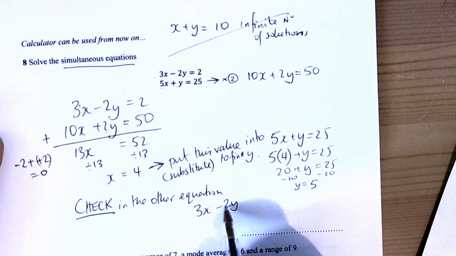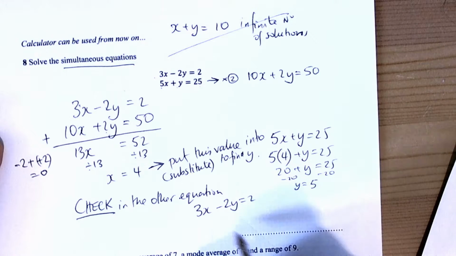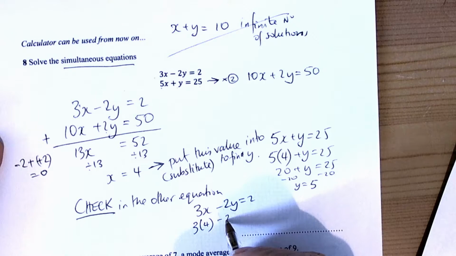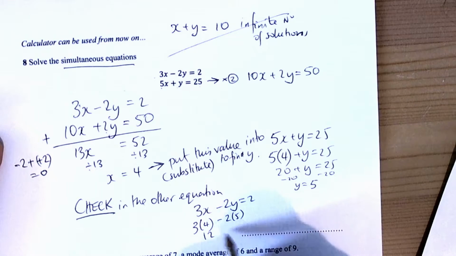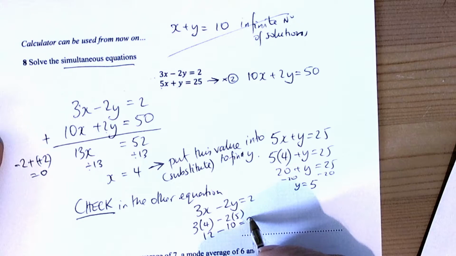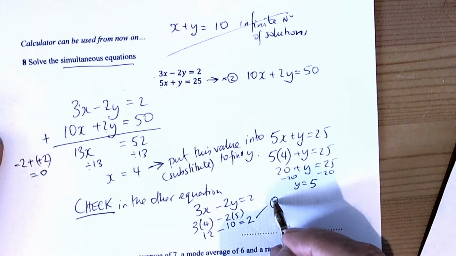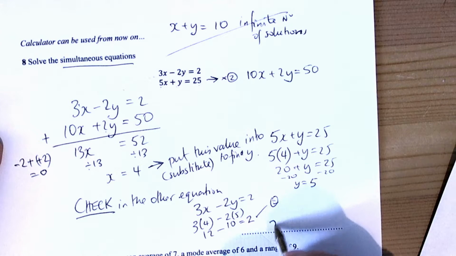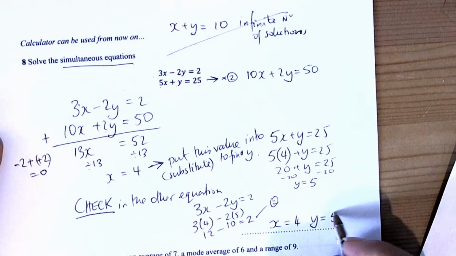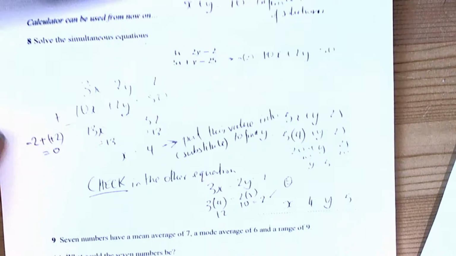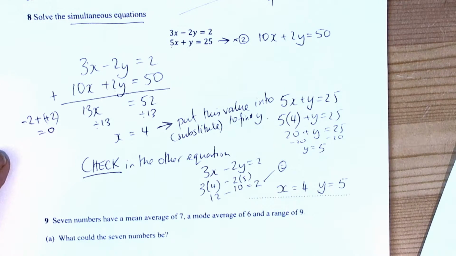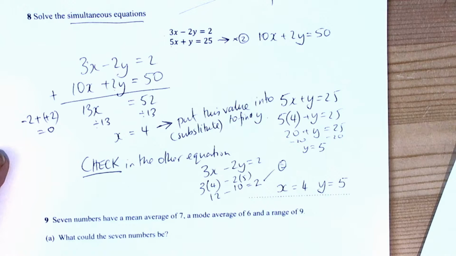So we're hoping that 3x take away 2y will give us an answer of 2. So 3 lots of 4, take away 2 lots of 5, 3 lots of 4 is 12, 2 lots of 5 is 10, and 12 take away 10 is 2. So our check worked. So on the answer line then we can say that x is worth 4 and y is worth 5. So that's a reminder of how you can calculate missing values for x and y, or whatever letters they give you in the simultaneous equations.